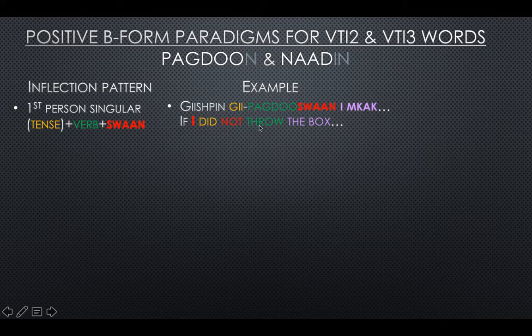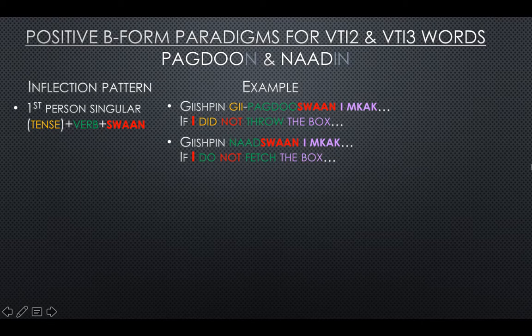If I did not throw the box. So ich bin if, gi did, past tense, pug do throw, swan, it's simultaneously I and negative, im kuk, the box. And then ich bin not swan im kuk, if I do not fetch the box. So this one didn't have a plural or a tense marker, so it's present tense if I do not fetch the box.